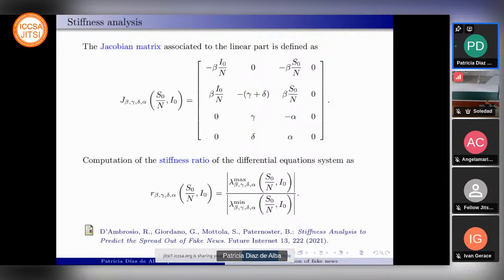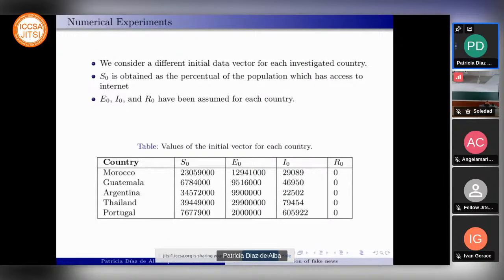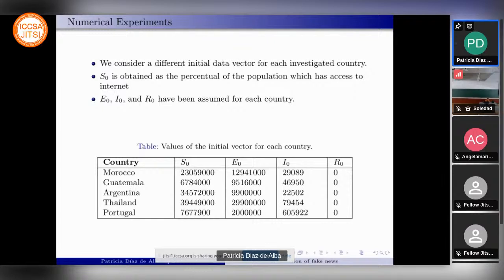And this is an idea which was developed in this work by Raffaele D'Ambrosio, Giuseppe Giordano, Serena Mottola, Beatrice Paternoster, applied to a very classical model, which is the SIR one. So what we want to do here is to apply this idea to a SIR model. To do this, we consider a different initial data vector for each investigated country. We have taken a zero as the percentile of the population.